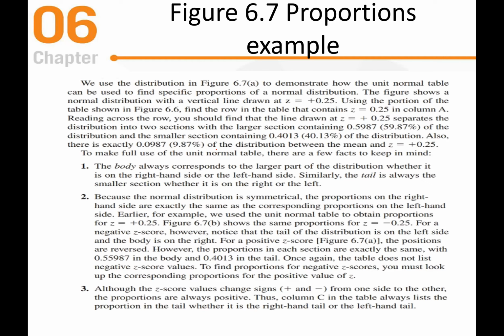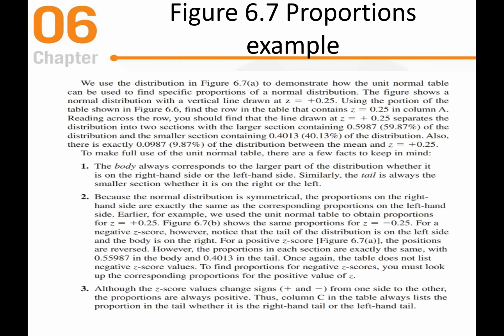So, for example, we used the unit normal table to obtain proportions for z equals positive 0.25. But I'm also going to show you the same proportions for z equals negative 0.25. For a negative z-score, notice that the tail of the distribution is on the left side and the body is on the right side. For a positive z-score, the positions are reversed. However, the proportions are exactly the same. Whatever the body is, no matter what side, it is 0.5987, and the tail is 0.4013.